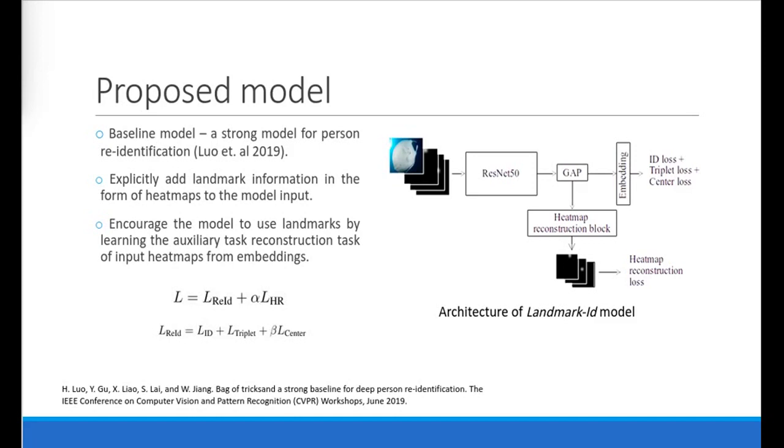Information about landmarks can be obtained from any model that predicts landmarks based on the image, and this is out of scope of my current work. And landmarks can also be annotated manually. Our model is optimized with the combination of re-identification loss from the baseline model and the heat map reconstruction loss, which is a binary cross-entropy loss.